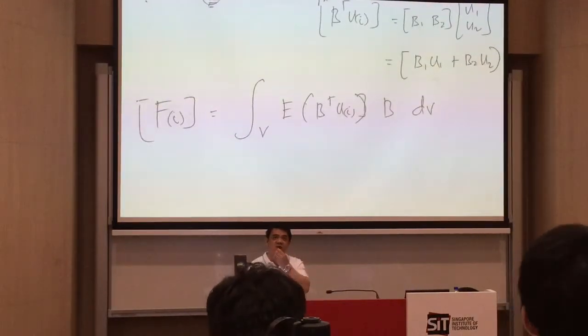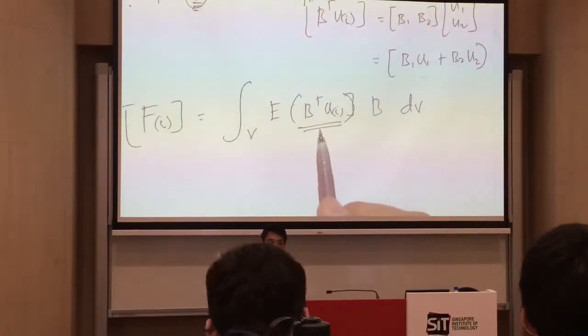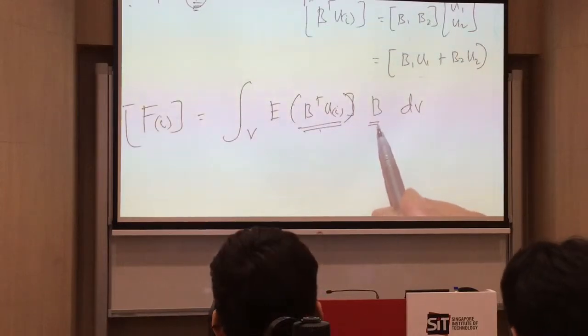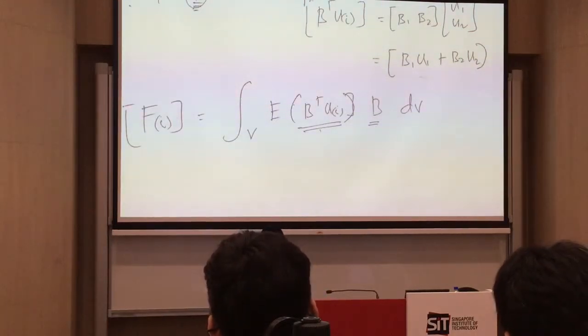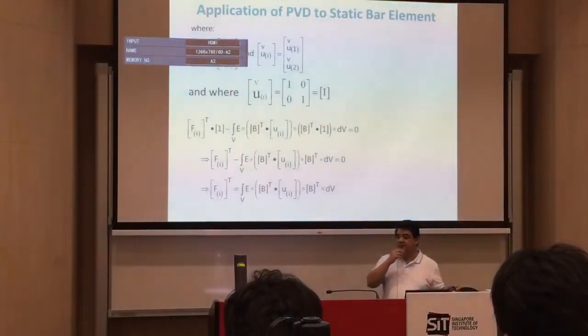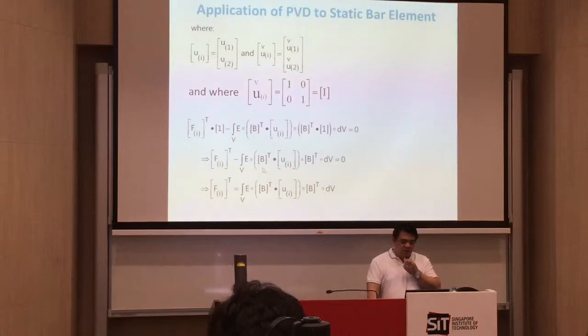Yes, so we took the transpose. This is a scalar, so just consider it to be a scalar. When you transpose it, it's still a scalar value, no change. But this one is a matrix. If you transpose the transpose, that's simply equal to B. So there you have it. You have now this value here. Okay, so you equate them, F equal to this one, B transpose dV.